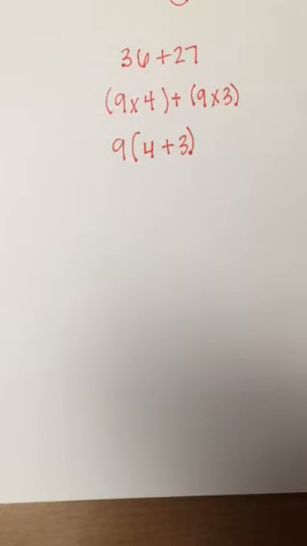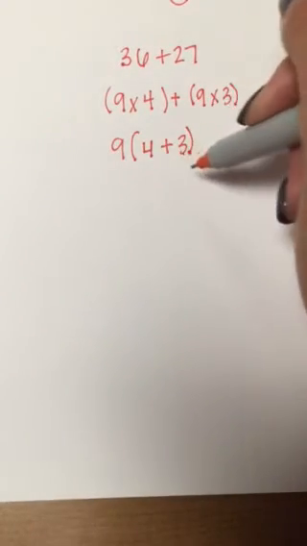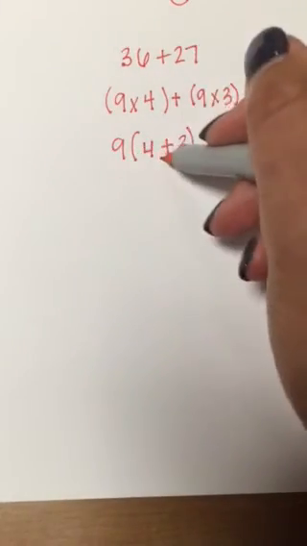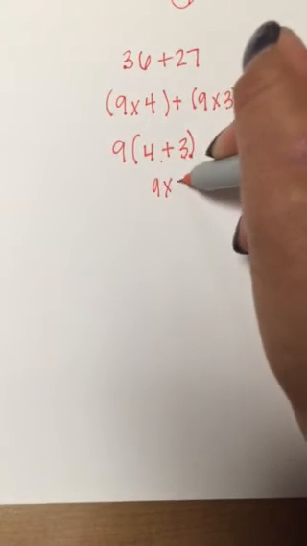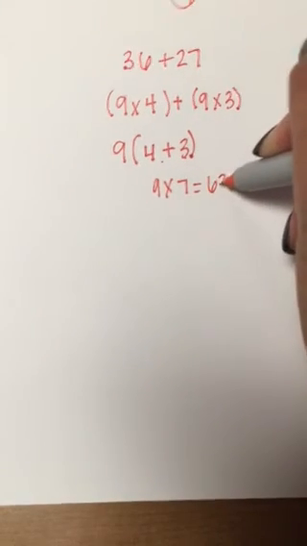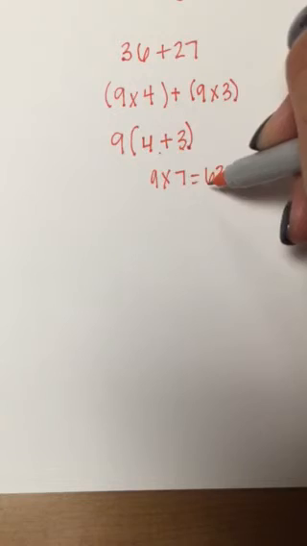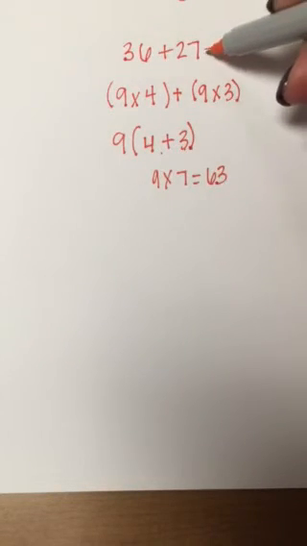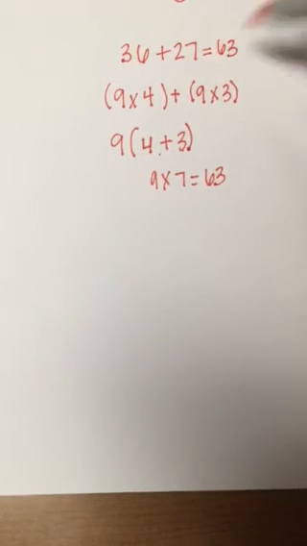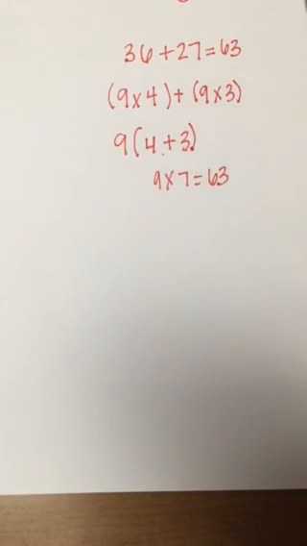If I broke this out, 4 plus 3 is 7. 9 times 7 equals 63. So then I can figure out that 36 plus 27 equals 63. This was using the distributive property and greatest common factor.